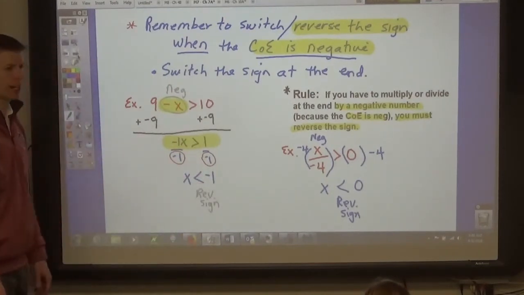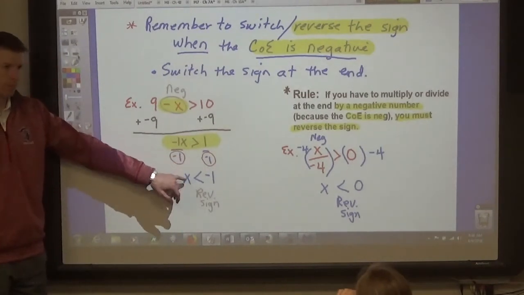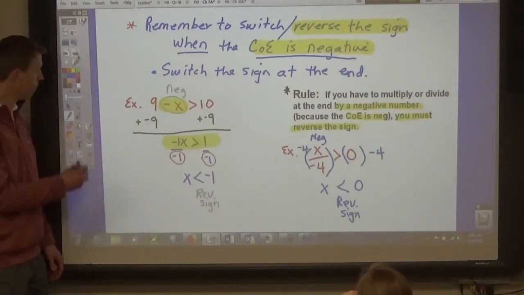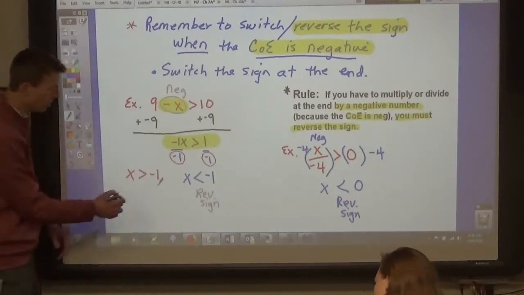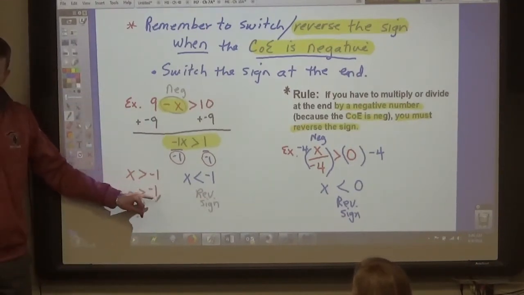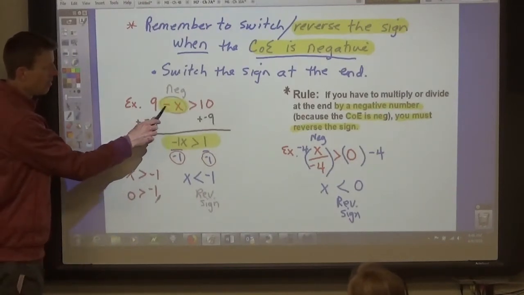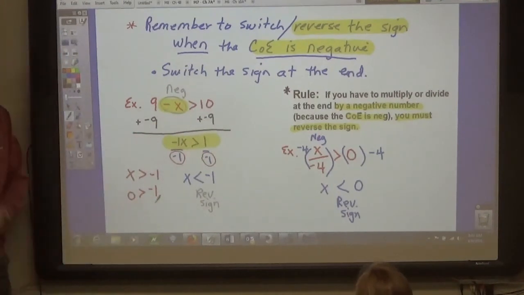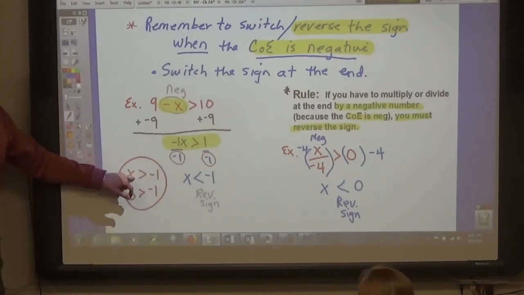Like, for example, let's say you check 0. Is 0 a possible solution? If you didn't reverse the sign, then it would say x is greater than negative 1, right? So then would 0 be a possible solution? Is 0 greater than negative 1? Yeah, so we could check it with the number 0. If we put 0 here, 9 minus 0 is greater than 10. Is that true? No, it's not true. 9 is not greater than 10. So if you had forgotten to reverse the sign and you checked it, it would not check.